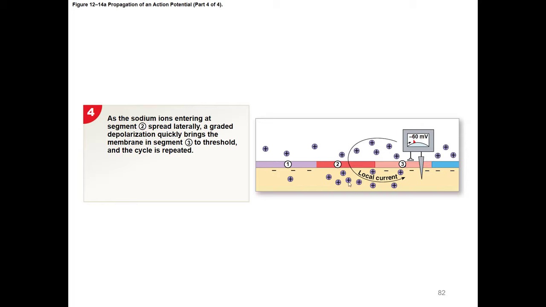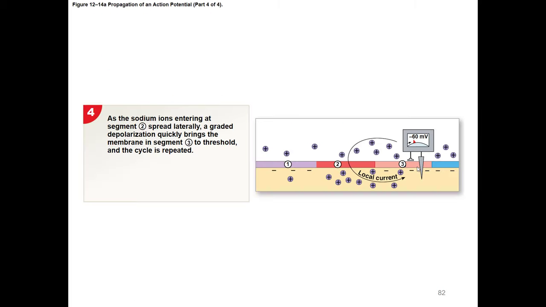Meanwhile, segment 2 will go into repolarization, where potassium channels open, potassium will go out, which brings us back towards resting membrane potential or negative 70, and then we will overshoot a bit to negative 90. Segment 2 will be in refractory, meaning it can't be stimulated. This again forces the action potential to go only in one direction, which is forward.